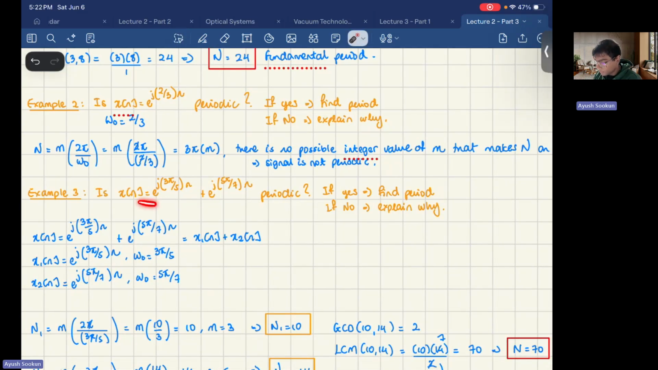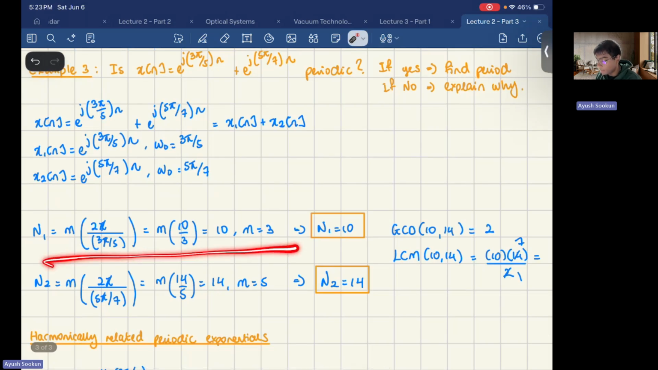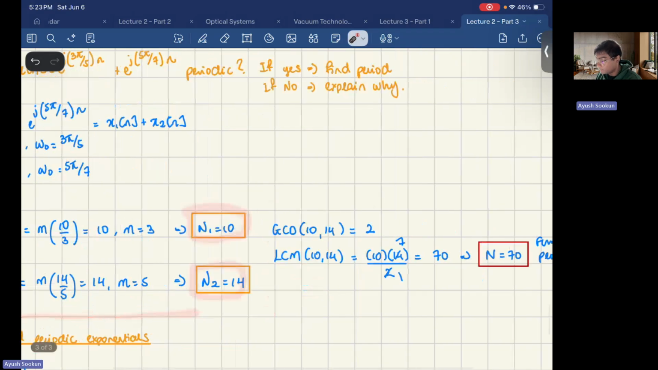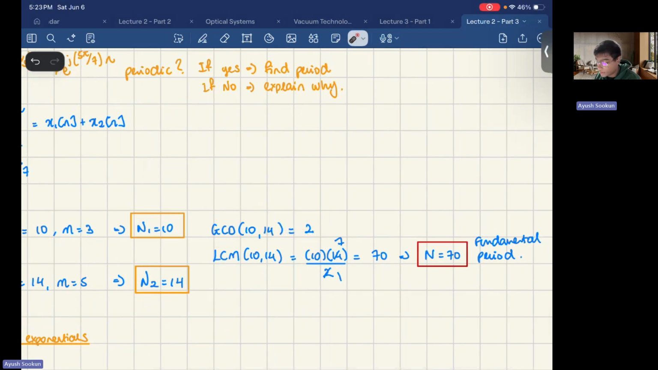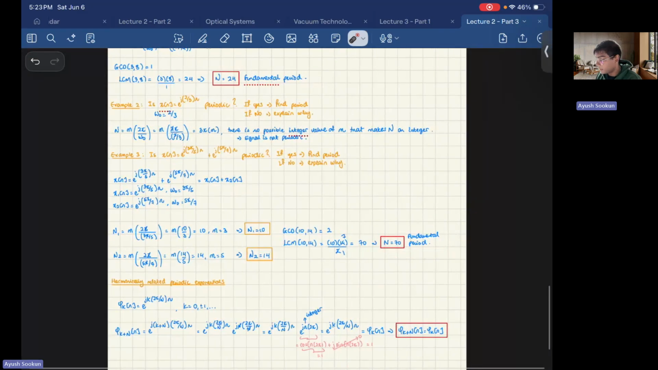Okay, so this is your signal. Again, you have two parts: this one plus this one. I'm just going to call this one x1 and this one x2. Now you can extract your omega 0 from the signal. Omega 01 is 3 pi over 5, and omega 02 is 5 pi over 7. Applying your formulas, I'm not going to repeat it, you get n1 is equal to 10, and n2 is equal to 14. The greatest common divisor for 10 and 14 is 2. The least common multiple, applying the formula I talked about, is the multiplication of the two divided by the greatest common divisor. So you have 14 times 10 divided by 2, and in your calculator you get 70. So this is your fundamental period, which is 70.